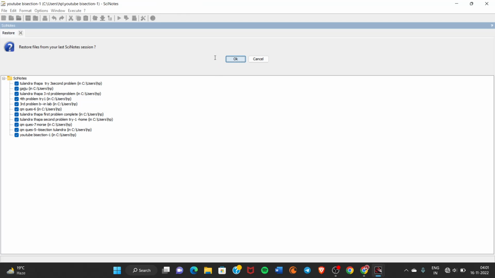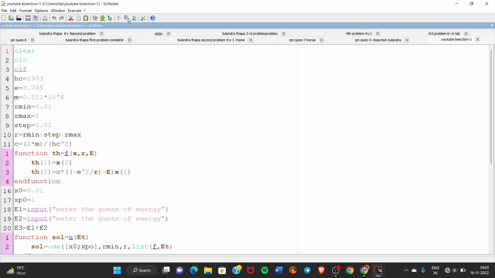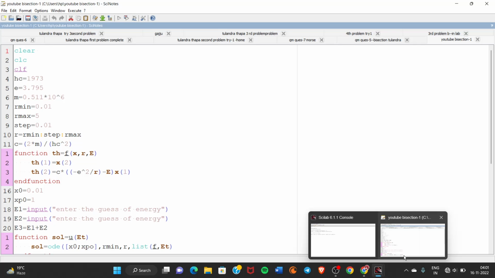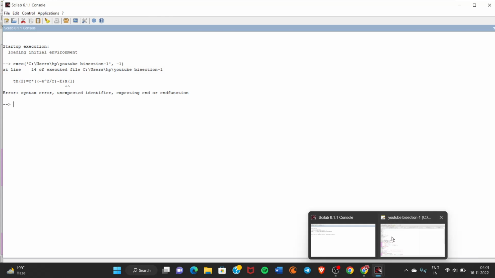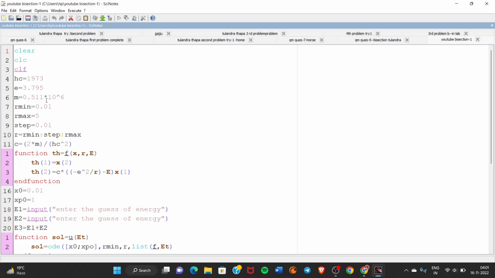Okay, let's see if we can run it now. So now I have run it, and we have to see what error comes out. So this is the error coming out. We will go back and look at the error. Where was the error coming from here? We have not put the multiply sign.